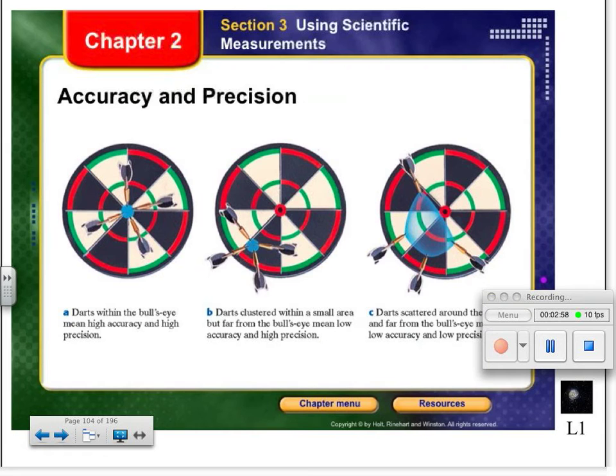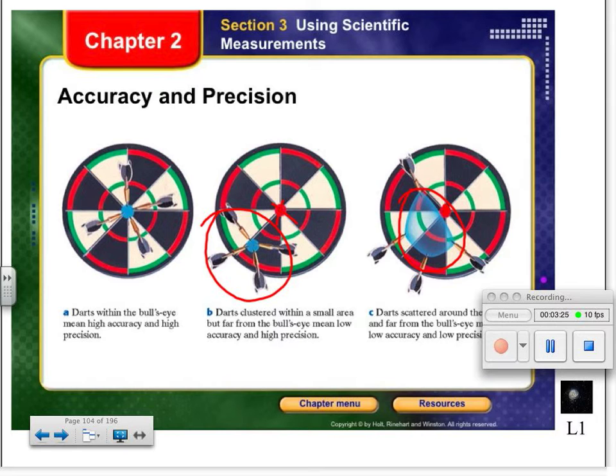So let's go back. Okay, check this out. This is a very precise throw. It threw in the same place over and over again, but its accuracy was pretty off. It didn't hit the target. It wasn't where it needed to be. And this was both not precise, because the throw went in many different places each time, and not accurate, because it didn't really hit the target.